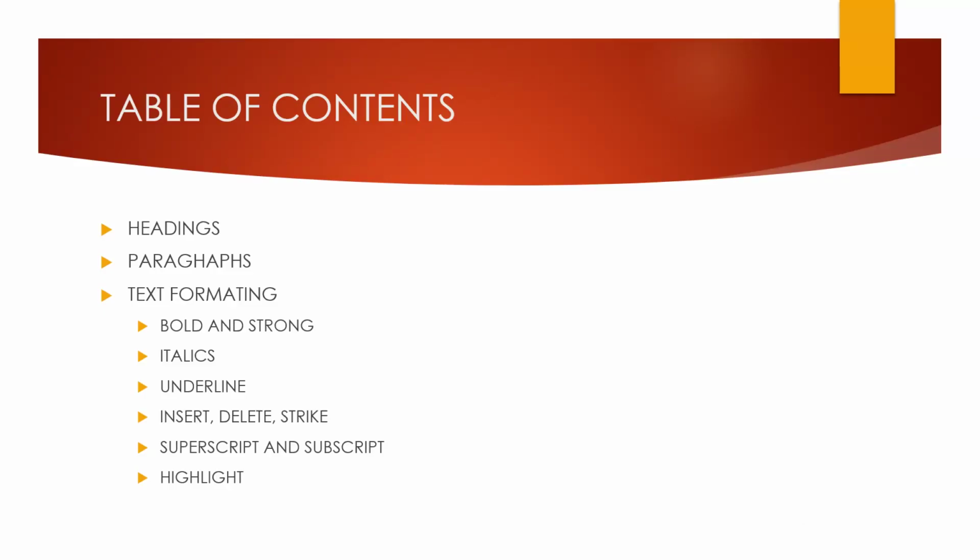Then this will be what we'll be looking at as our table of content. The first one will be headings, the second one being paragraphs, the third one text formatting. And under text formatting, we will treat all these topics under it. Okay. So the first topic we'll be looking at will be the headings.